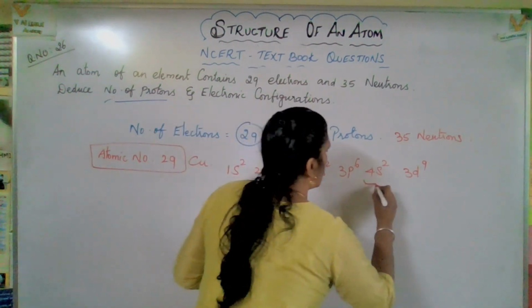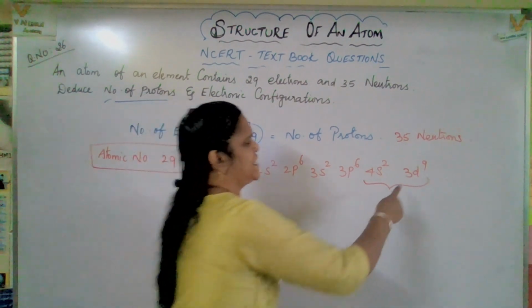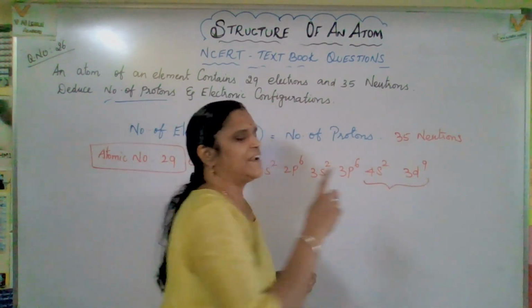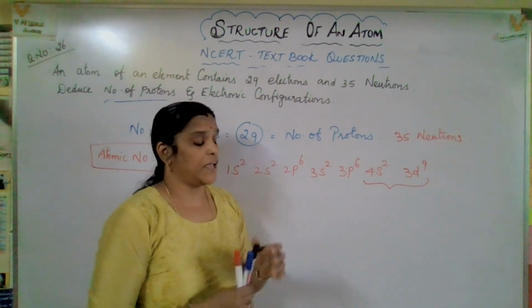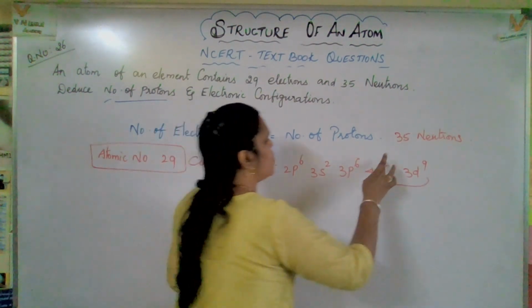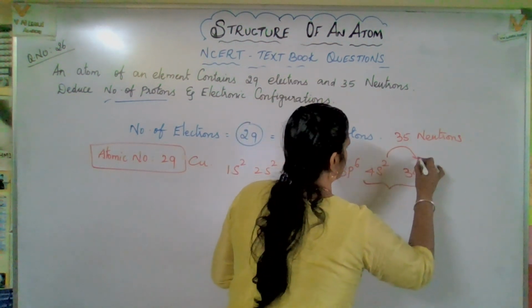Here one small rearrangement. What do you know here? Completely filled and half filled are always strong. So that means here one electron is transferring here.